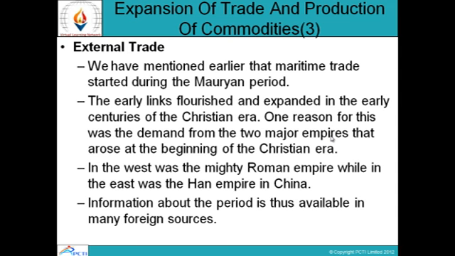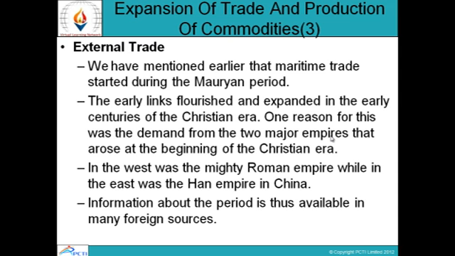External trade. We mentioned earlier that maritime trade started during the Mauryan period. The early links flourished and expanded in the early centuries of the Christian era.